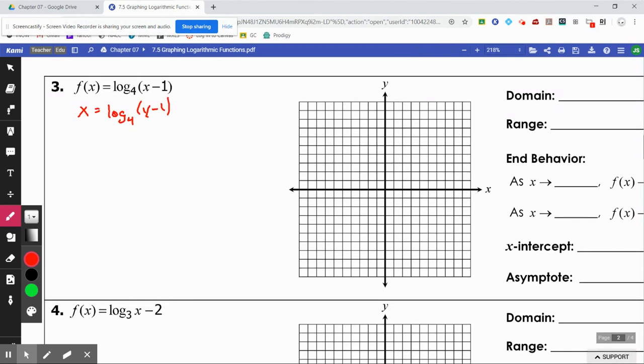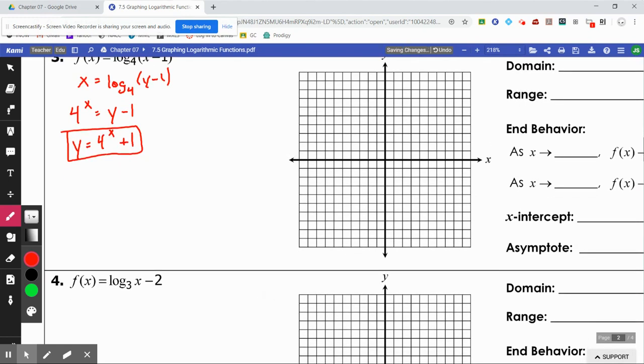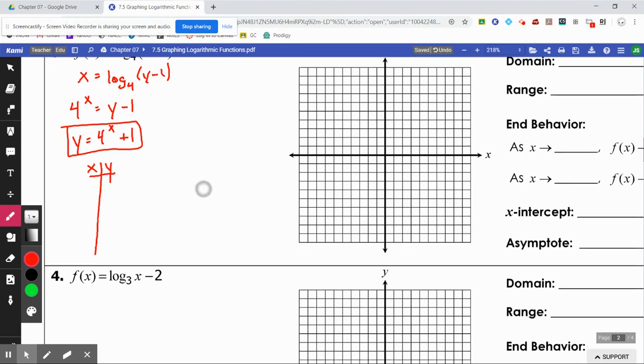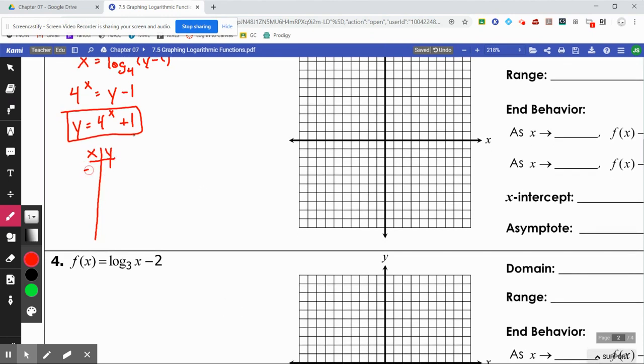I'm going to solve that by writing it in exponential form and moving that 1 over, and you would get y equals 4 to the x power plus 1. So I'm going to graph this using a t-table. I'm going to simply flip-flop my x's and y's, and that's going to tell me my values for the graph that I'm trying to graph. So I'm going to plug in the same values, -2, -1, 0, 1, and 2.